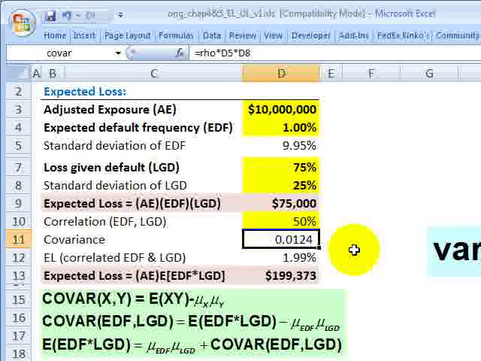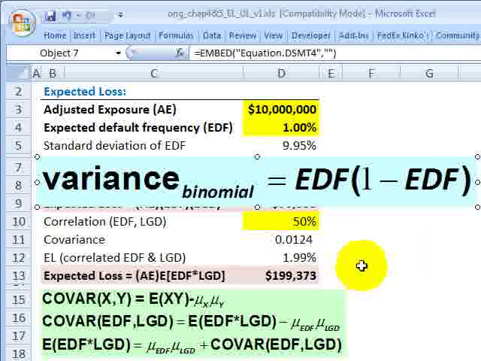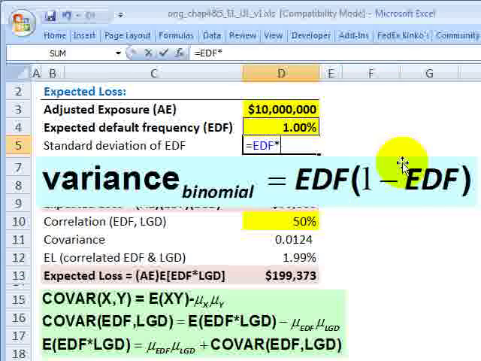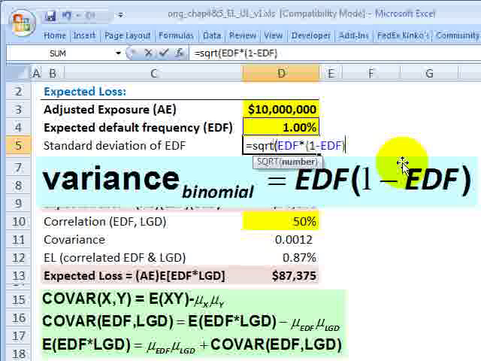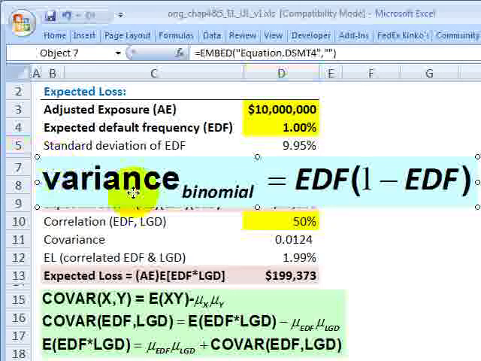What I'd like to do now is convert the correlation to a covariance, and we know how to do that if we have the volatilities or standard deviations of the two variables. So if I go up here to expected default frequency, that is a binomial distribution, so we can use the properties of the binomial variable to get the variance, and the variance is just EDF times 1 minus EDF. So if I go EDF multiplied by 1 minus EDF, I get the variance, but I want the volatility, or standard deviation, so I'm going to take the square root. So that's the standard deviation of the expected default frequency.